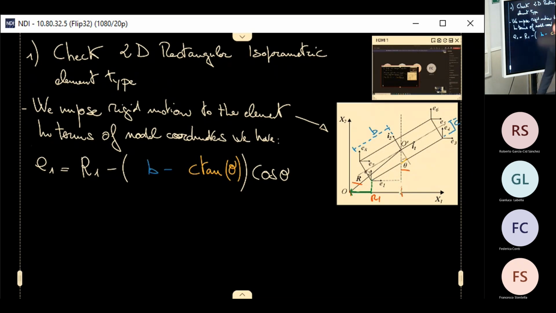Now, I will not do this for all the other coordinates, otherwise we get to the end of the course. But I can give you the results. And this is, in fact, R1 minus B cosine of theta plus C sine of theta.